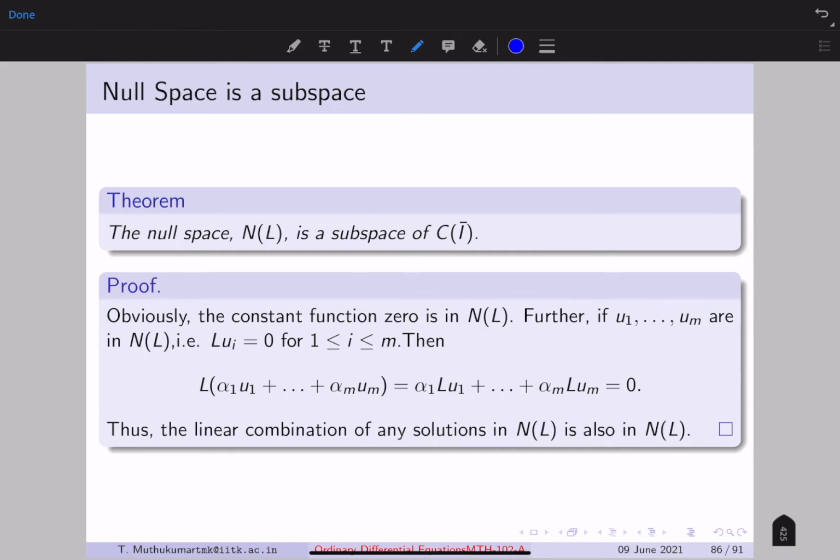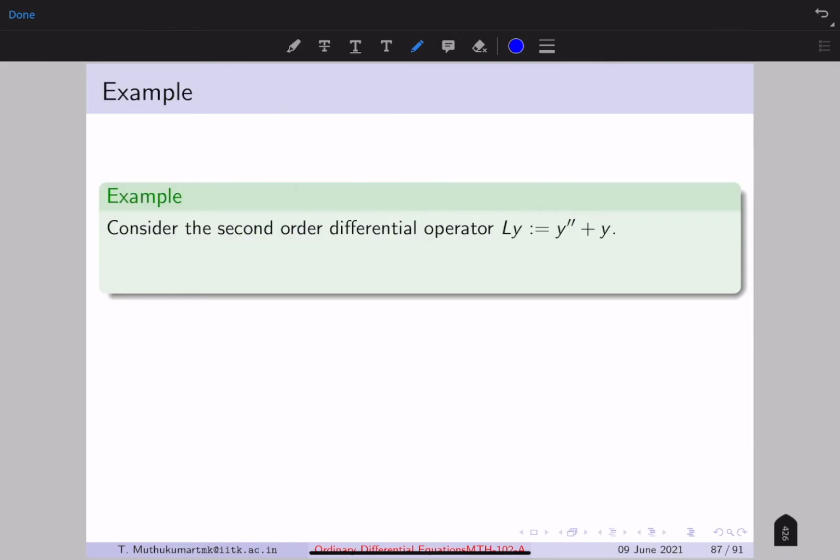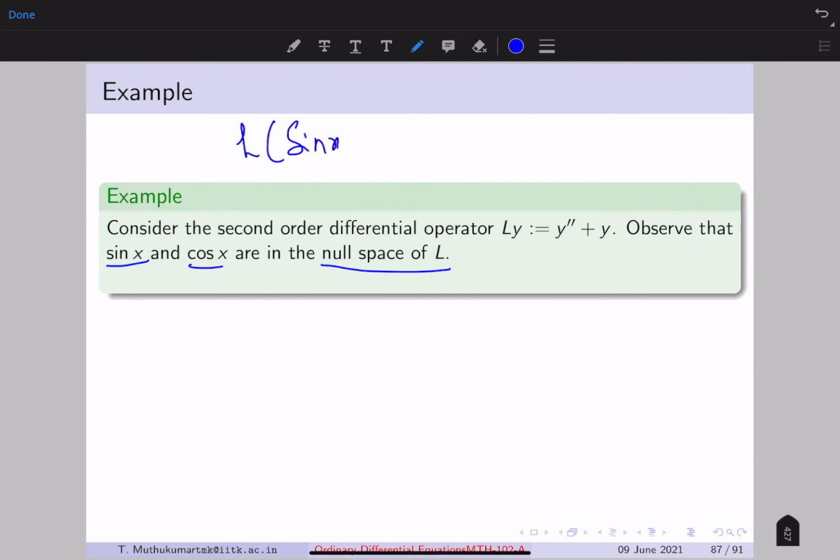Okay, so let's look at some examples to understand whatever we have described. Let's take this second order linear differential equation. So Ly is y double prime plus y. Okay, the second order linear equation. Now you observe that both sin x and cos x are in the null space of L. That means L of sin x is 0 and L of cos x is 0, right?